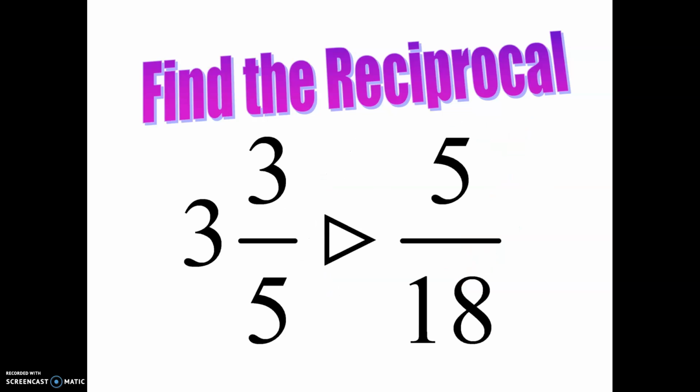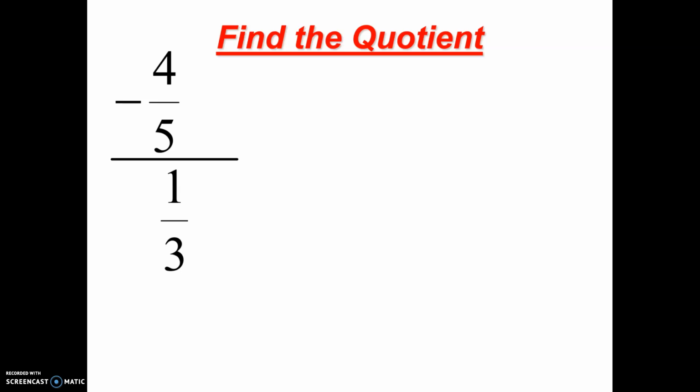Now, why do we need that? Because we need to be able to find the quotient. That's division. All right, so notice this one looks a little funky, but it's still just division. Remember what a fraction is? A fraction is a division problem. So let's rewrite this a little bit more friendly for us. Negative 4 over 5 divided by 1/3.